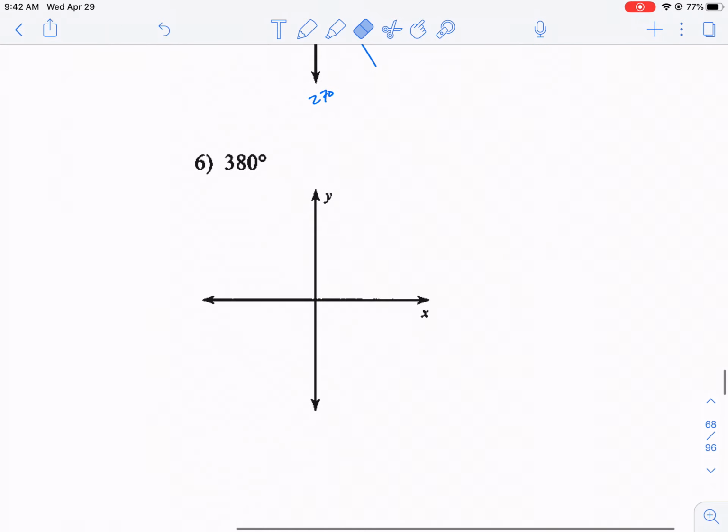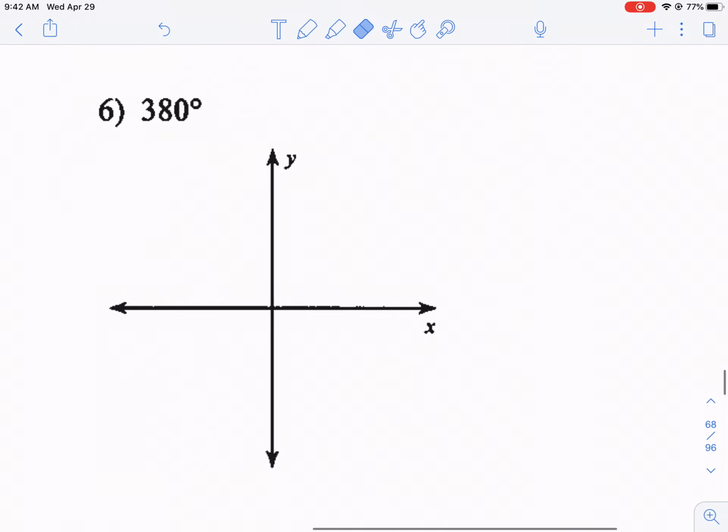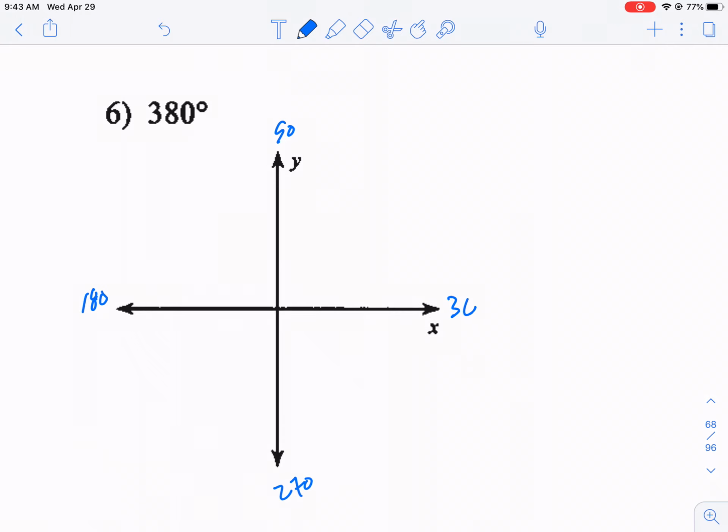Okay, jumping ahead to number 6 here, I have 380 degrees. So we've got our 90, our 180, 270, and you don't have to do this every time, but 360. So with this 380 degrees, if I take my ray and I start spinning, it's going to spin all the way around to 360, but then it keeps going, and the question is how much further does it go? So it goes an additional 20 degrees.